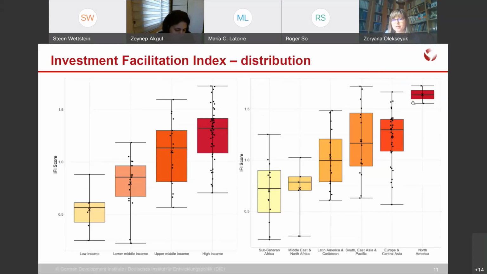Just so that you're not surprised, North America is based only on 2 values, right? USA and Canada, that's why they have a very, very high average and very high levels of the index score.